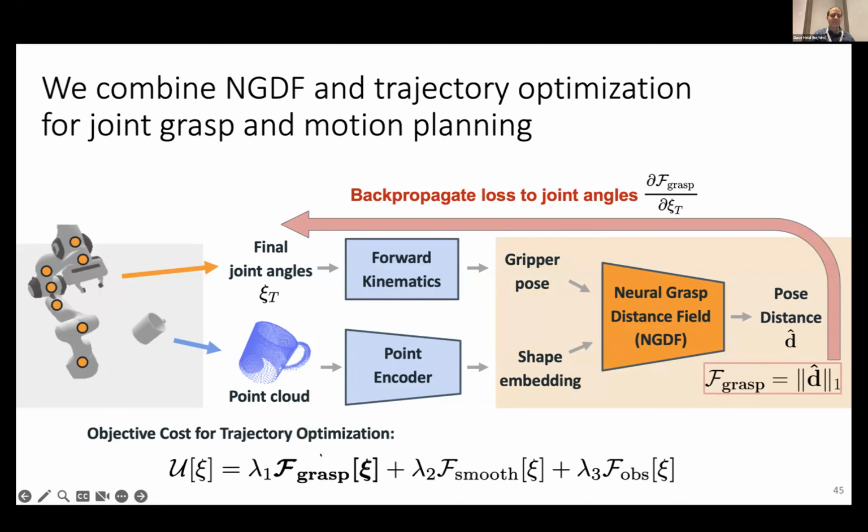We do that because we're going to be optimizing this jointly with different terms for the trajectory optimizer. So we have the grasp cost function. We also have the smoothness cost function, since we want a smooth trajectory, and we have an obstacle collision cost function. So we jointly optimize over these three cost functions to find a trajectory that is smooth, avoids obstacles, and leads to a good grasp. So this is joint optimization over grasp and motion planning.